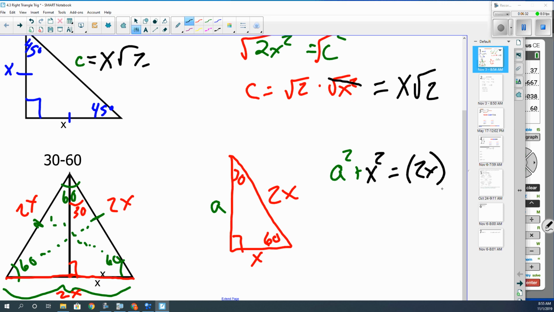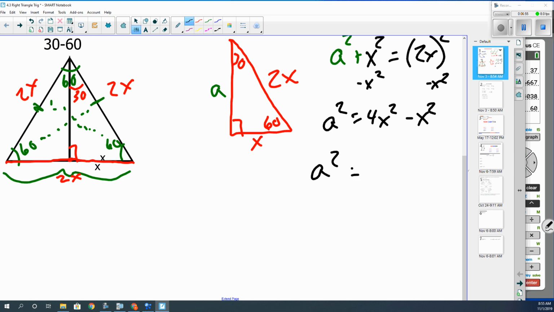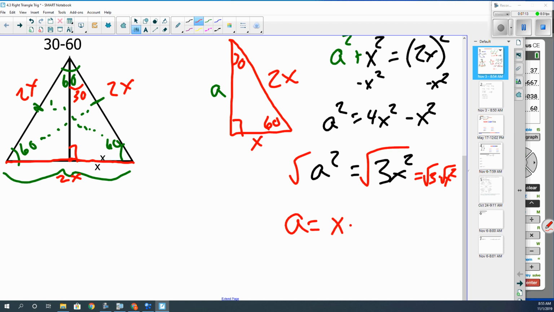equals, and then I do need to put the 2x in parentheses and square it because I have to square all of that hypotenuse. So now if I wanted to solve for A, I would subtract x squared from both sides. So I have A squared equals 2x quantity squared, where I would square the 2 and square the x. So 2 squared is 4, so I get 4x squared, and then I subtract off my x squared. So then I get 3x squared. So A squared equals 3x squared. And then I just take the square root of that. So I can break that into root 3 times root x squared. So then A ends up being, the x squared and the square root cancel, and I just get x. So I get x root 3.